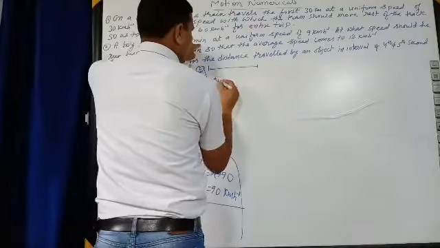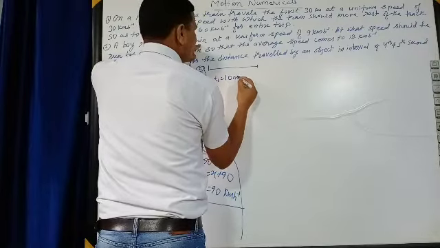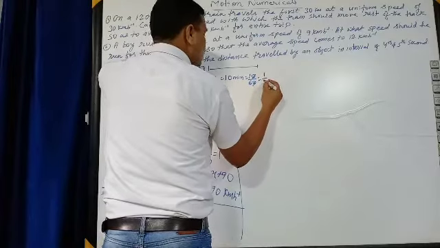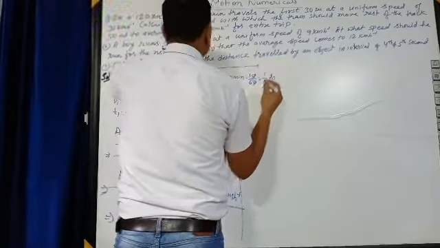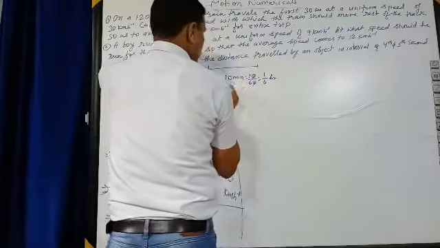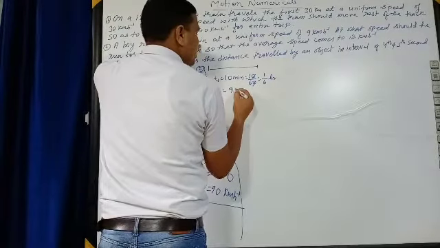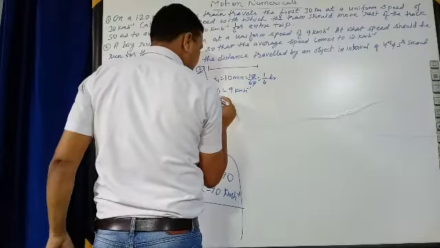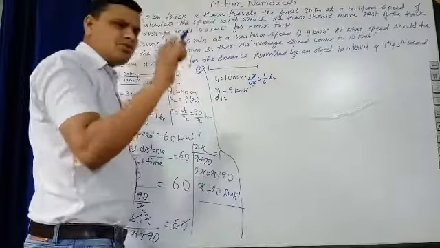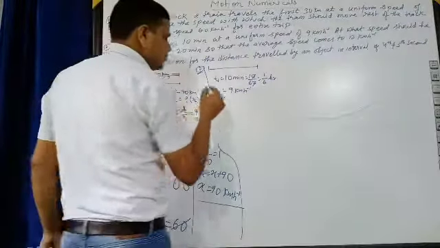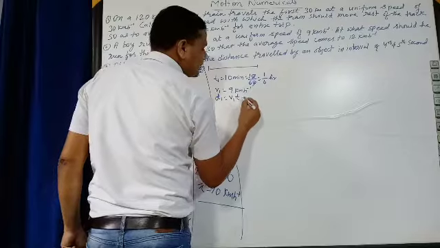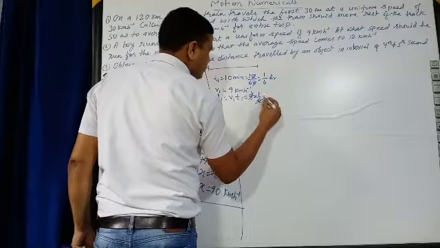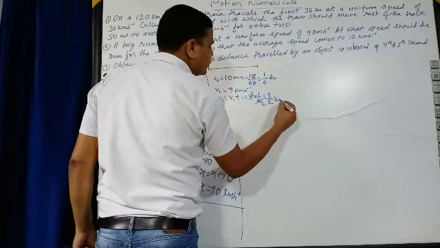We know that T1 is 10 minutes. 10 minutes means 10 by 60, that will be 1 by 6 hour. At a uniform speed of 9 km per hour, V1 is also given, 9 km per hour. So what will be D1? Speed is equal to distance by time, so distance is equal to V1 T1. V1 is 9, T1 is 1 by 6, so we can say D1 is 3 by 2 kilometer.